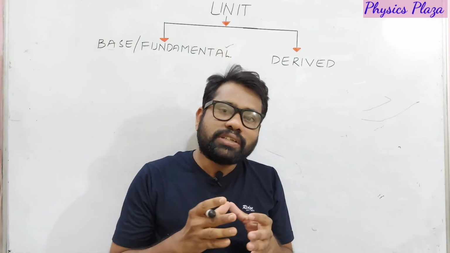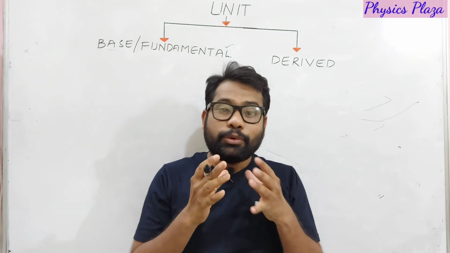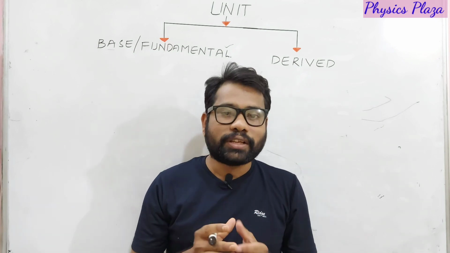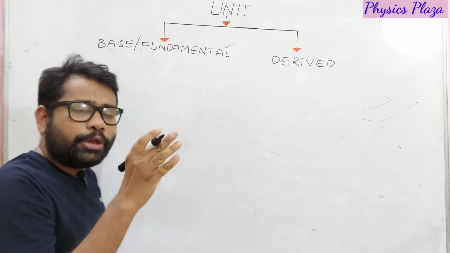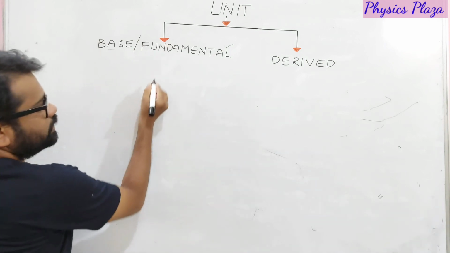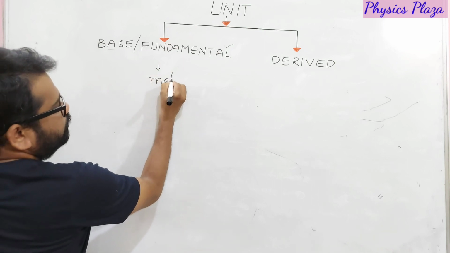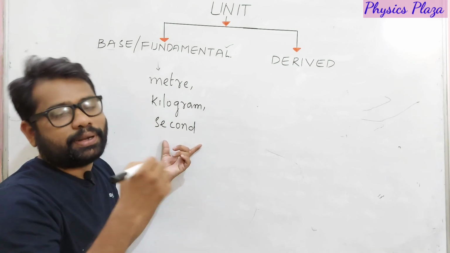Children, the units which do not depend on any other units, the units which are not derived from any other units, are called fundamental units. Example, let us take the unit of length, that is the meter. You can see meter, children, meter. So these are the examples for fundamental units.